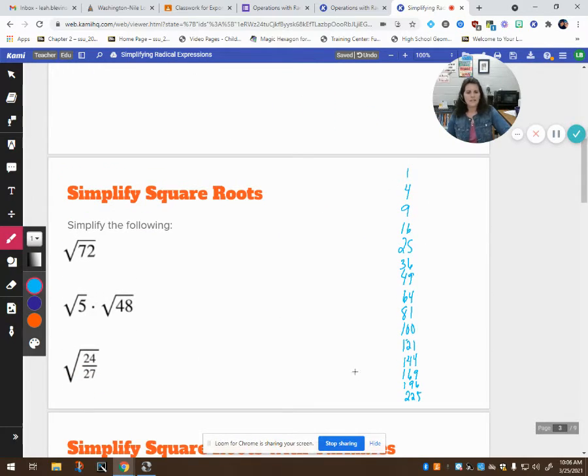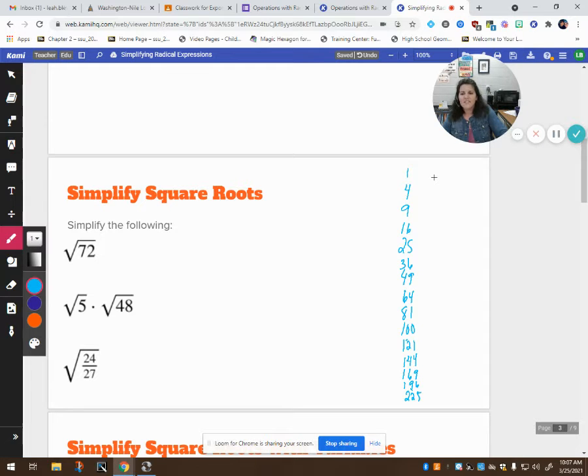I went ahead and listed the first 15 perfect squares. I encourage you to memorize these. You're going to see these over and over again, and it's good to realize that they're perfect squares. 1 squared is 1, 2 squared is 4, 3 squared is 9, 5 squared is 25, 15 squared is 225. So all of these numbers are perfect squares. That means if I take the square root of them, I get a whole number.